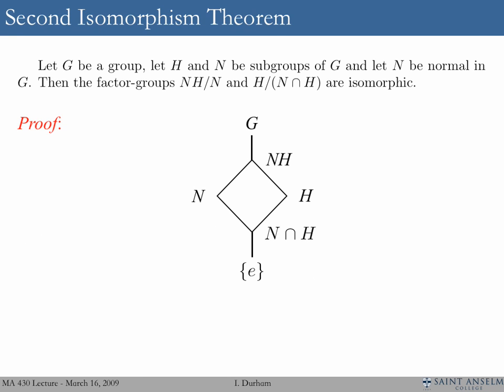So here we are at the second isomorphism theorem. So what's this? This is a little bit trickier. Now we've got a group G, and two subgroups of G, H and N. And one of them is normal. N is normal. H is not necessarily normal, but N is normal. Then the factor groups NH/N and H/(the intersection of N and H) have to be isomorphic.